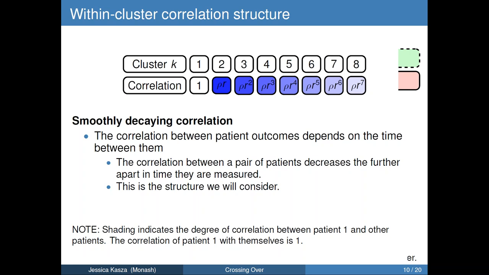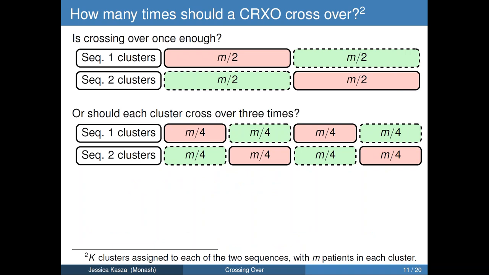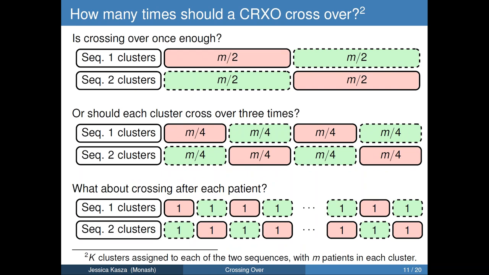Okay, so returning to the question, how many times should a cluster randomized trial cross over? Is once enough? Do we need to cross over three times? Do we need to cross over after each patient, or perhaps somewhere in between the three and the each patient crossover? Well, the answer turns out to be we need to cross over after each patient. So the most efficient design, the design that gives you the most bang for your buck, is this one where you cross over after each patient. Okay, so we're done, we can go home.